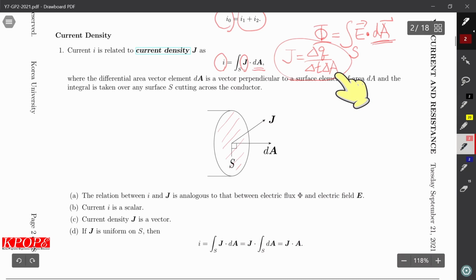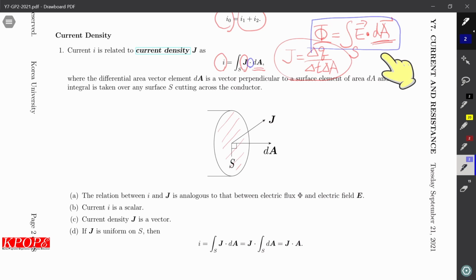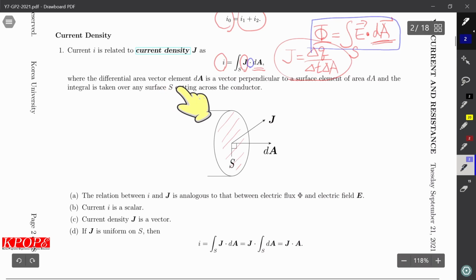Okay. In addition, there is a scalar product, just like the electric field flux case. It depends on the direction: cosine theta, where theta is the angle between the current density and the area vector. The differential area vector element, dA, is a vector perpendicular to a surface element of area dA, and the integral is taken over any surface S cutting across the conductor.